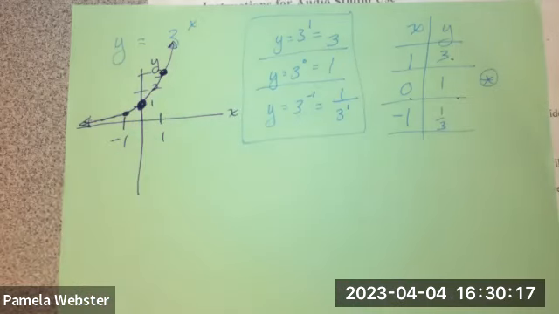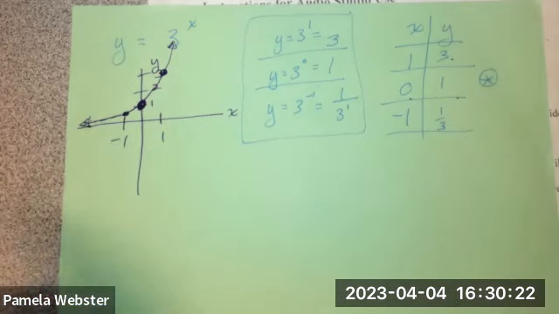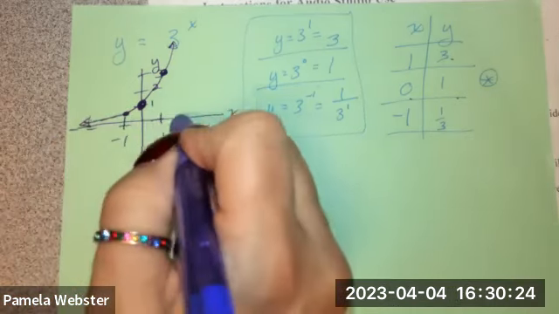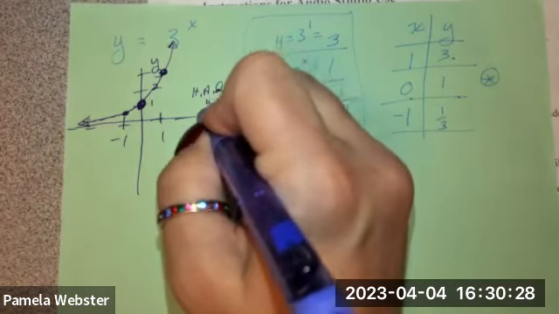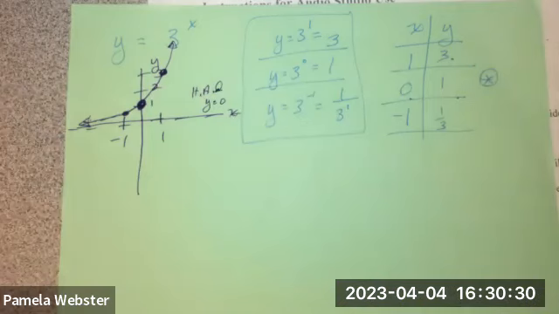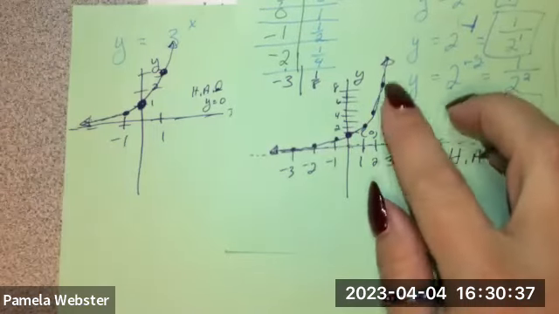But anyway, these just keep on getting smaller and smaller and smaller fractions. So what we see is the same idea of we're going to have a horizontal asymptote right there, right? At y equals 0. Okay, so let's look. Here was my 2 to the x over here.